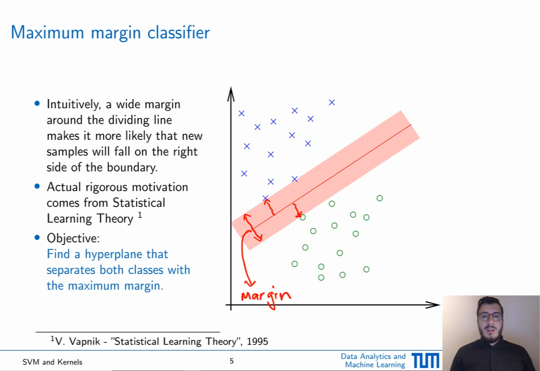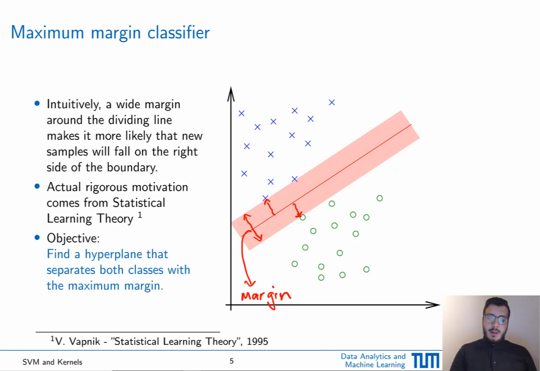In simple words, the margin is the size of the gap between the two classes. Another way to think about it is that if you have a hyperplane, you can imagine a rectangle which is expanding around the hyperplane until you hit a data point on either side, and then you stop. And then the width of this rectangle is exactly the margin.